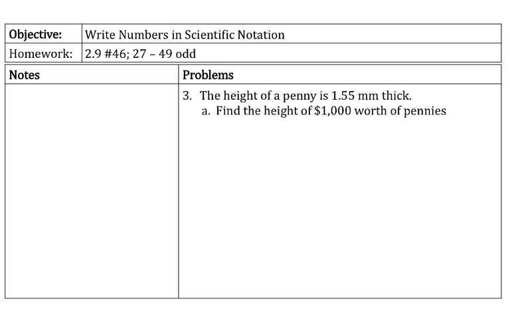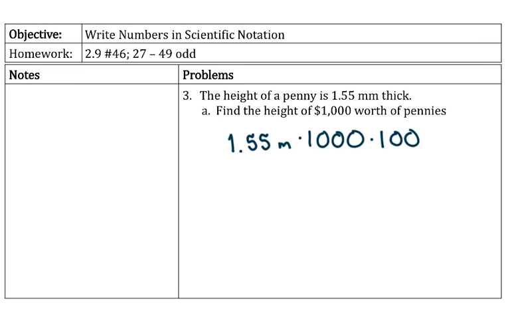You might use scientific notation to solve problems because it's a nice way to write really large numbers. So for example here, the height of a penny is 1.55 millimeters thick. Find the height of $1,000 worth of pennies. So for every penny that we put into this tower, we have 1.55 millimeters, and it's $1,000. So it's $1,000, and for every dollar, that is 100 pennies. So this is how you would set up the actual height. So here's our number of dollars, and then pennies per dollar.